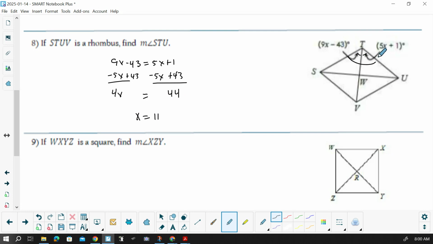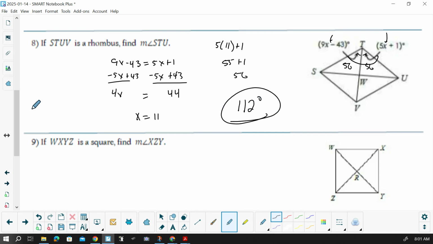STU, that's the whole big angle. So let's find one of these. Actually, I'm going to plug it into this one. It's easier. 5 times 11 plus 1 is 55 plus 1 is 56. So if this is 56, and this is 56, add those together, be 112. And that's number 8.